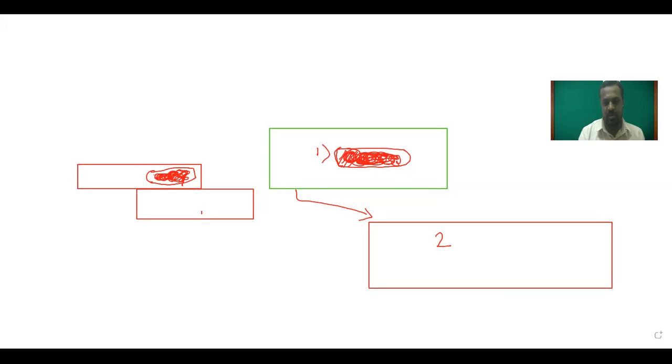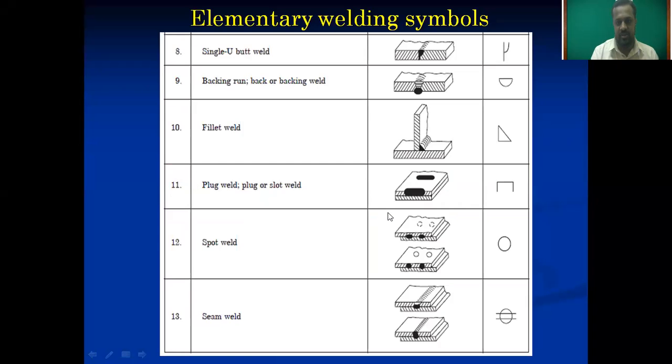Simple. Here also you can understand. See this figure for the plug weld. This is the plate 1 and this is the plate number 2. On the surface of this plate number 1, we have cut one slot, and that slot is throughout plate number 1. In this slot we are making the welding. This process is called the plug welding.